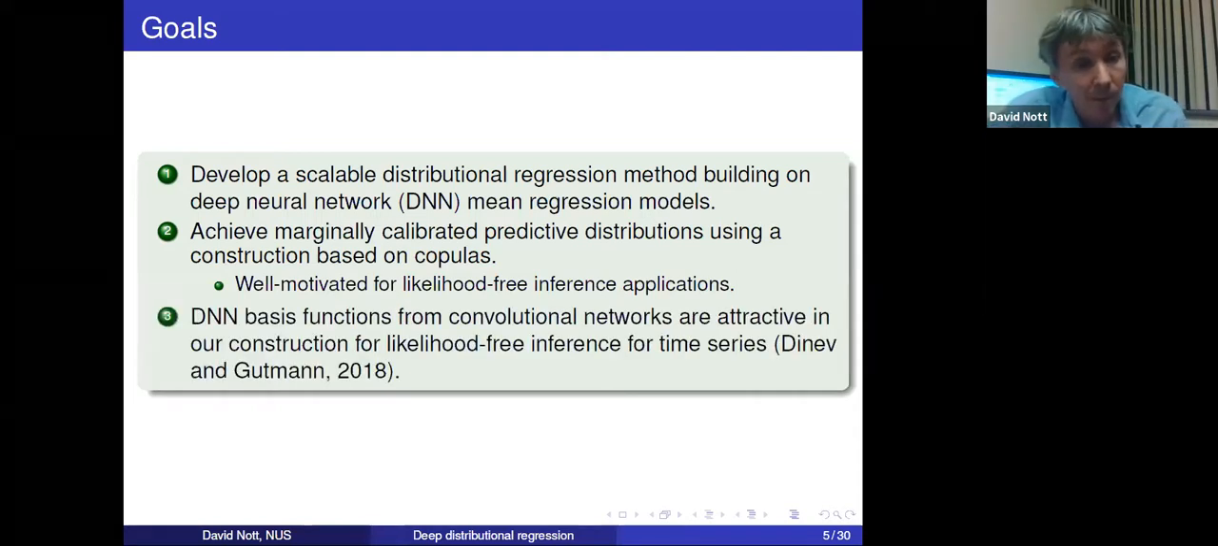In principle, I'm using deep neural network basis functions in our construction here. In principle, you could use other kinds of basis functions. But later on, I'm going to talk about likelihood-free inference for time series, where the feature vector is a time series, possibly a long time series. And the clever dimension reduction capability of convolutional networks is going to be useful here. And that's an observation that's been made by others as well.